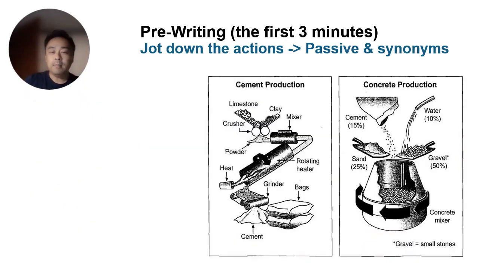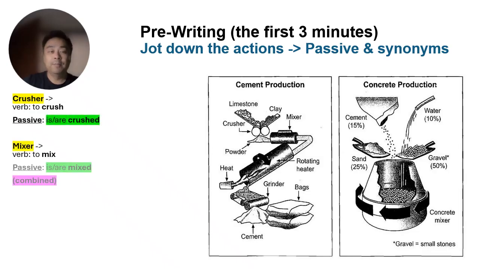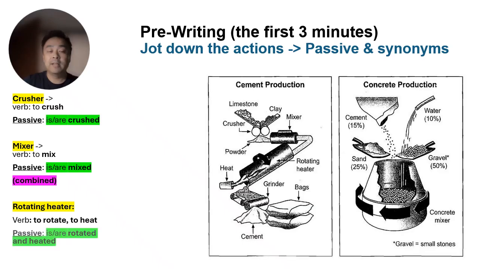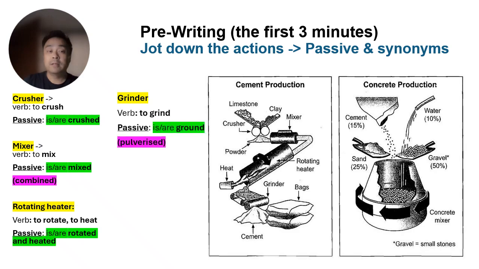Let's move on. I find it quite useful as a tip to have my students write down the actions that take place in a process. Because as you might have learned, we need to use the passive voice, not just the active voice. So if I look here throughout the steps, I see a crusher that gives me the verb to crush. I see a mixer, which gives me the passive voice, so mix is are mixed, or its synonym combined. A rotating heater is are rotated and heated. We see a grinder, which leads us to a synonym at the end, pulverized.